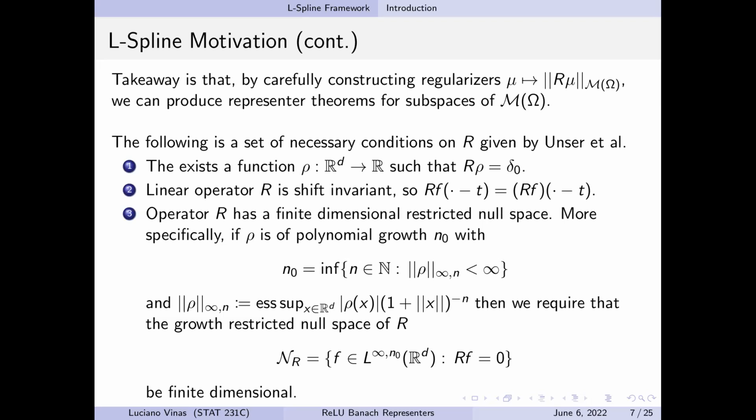So R does have to be carefully crafted. It can't just be any kind of transformation. In particular, there is a set of conditions given by Unser et al. One, there exists a Green's-like function such that when I apply my transformation to it, I get the point mass at zero. That's the first thing. The second thing is we would like this linear operator to be shift invariant. If I have a Green's-like function and the operator is shift invariant, I can take my shift inside of R and all of a sudden generate point masses for my Green's-like function. So assumptions 1 and 2 give me the result that there are point masses everywhere on my domain, as long as this Green's function exists and my operator is shift invariant.